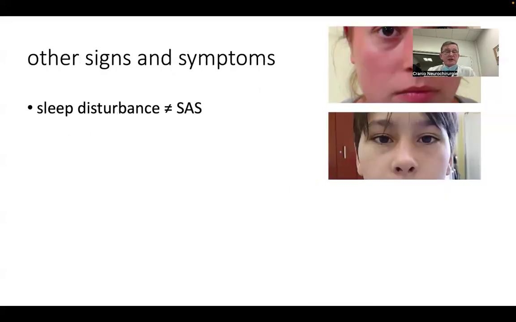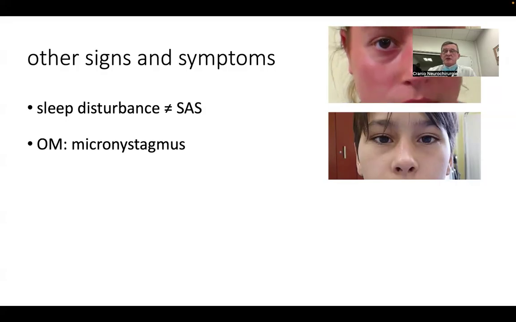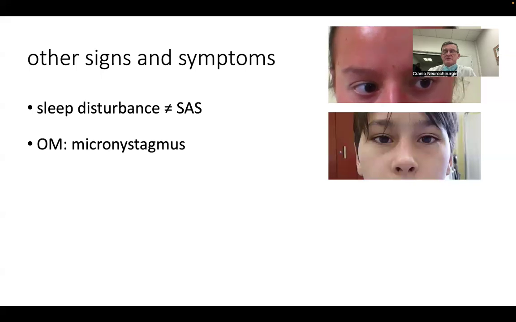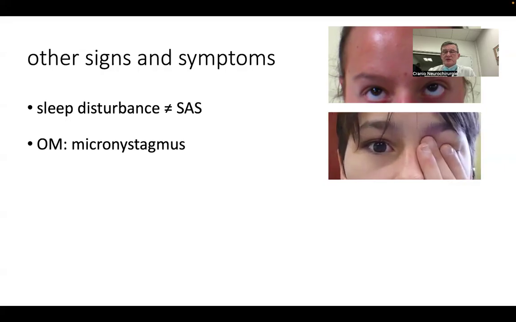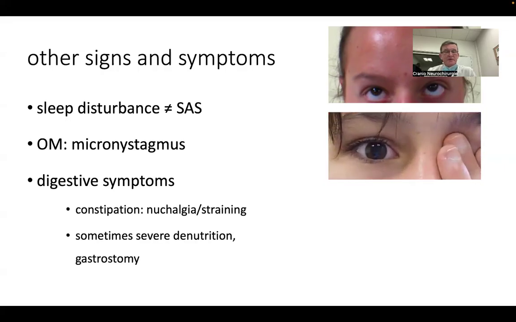Then you can have other signs. You can have oculomotor disturbances. You can see a very fast nystagmus in different directions. You can have also this young girl. She had a nystagmus only when she was concealing one eye, and you can also have digestive symptoms.